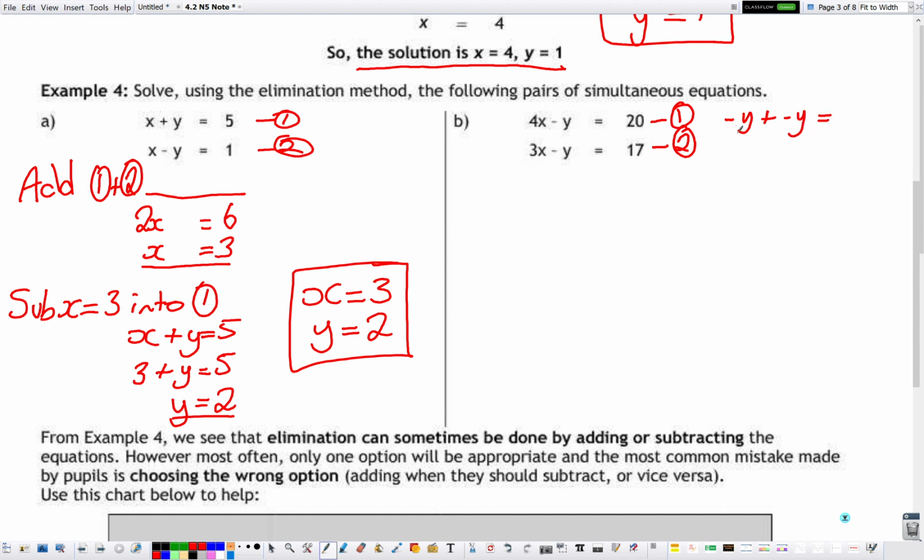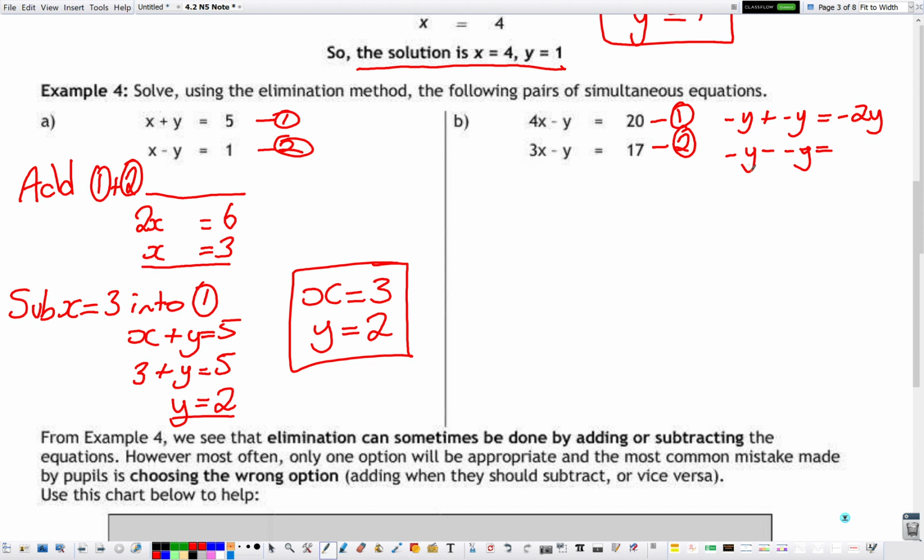So that is going to be minus y take away y. Minus y take away y is minus 2y. So that actually does not get rid of my y. So let's see if we subtract what that will do. So that's minus y, subtract minus y.